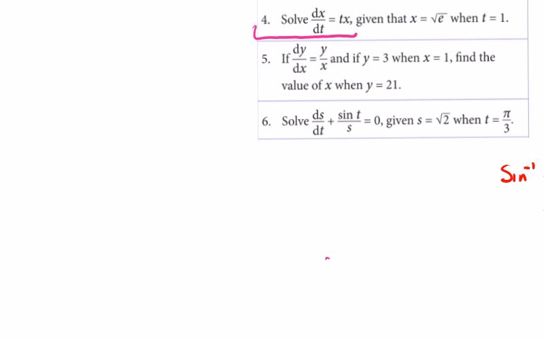Number 4, we have a dx and a dt. So if we bring the x to the left, we're going to get dx over x. So set up our integral, and we're told that x is equal to root e when t is equal to 1. x is equal to root e, and we're going to have the integral of dx over x is equal to the integral of t dt, and we're told when t is equal to 1.